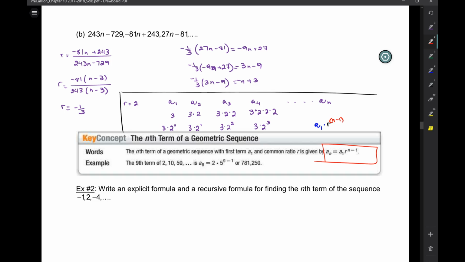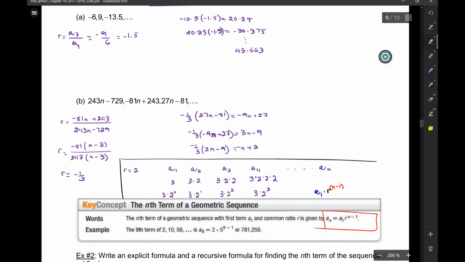Let me think about that. So let's think about what this looks like. Basically, the arithmetic series, AN was equal to A1 plus what? N minus 1 times D.